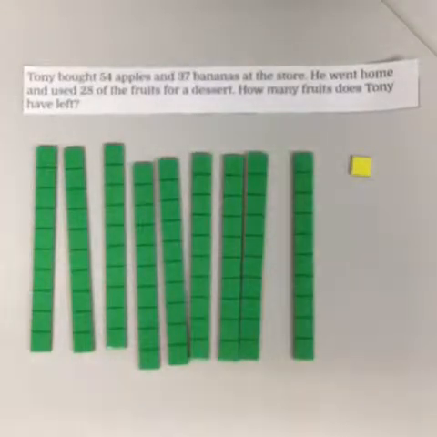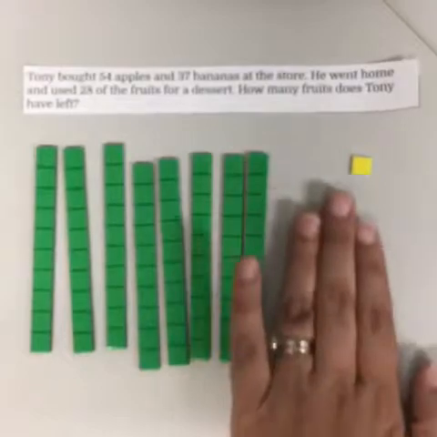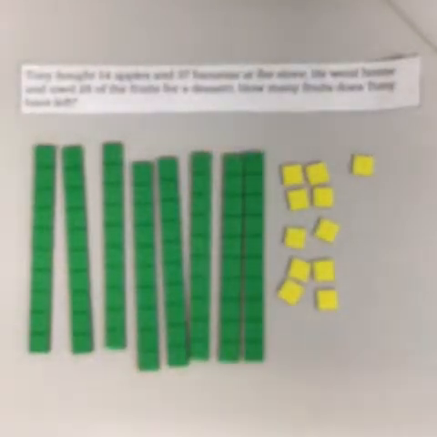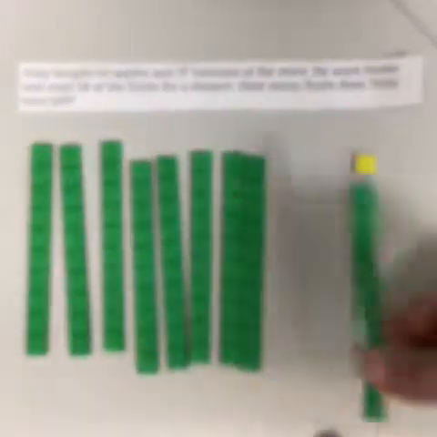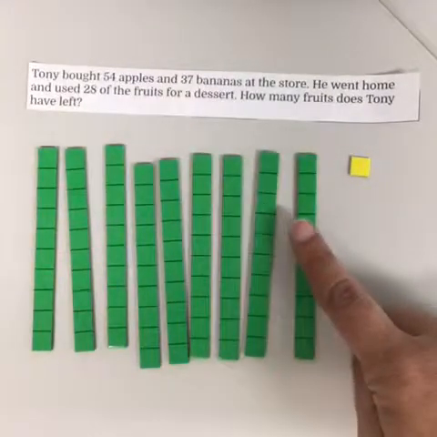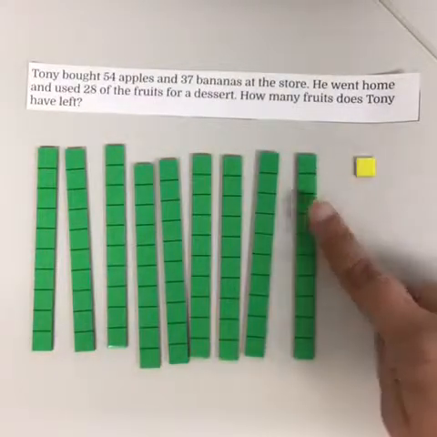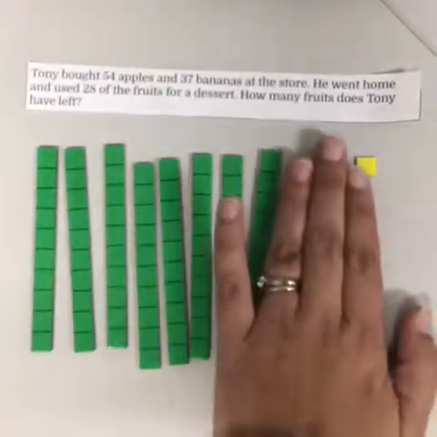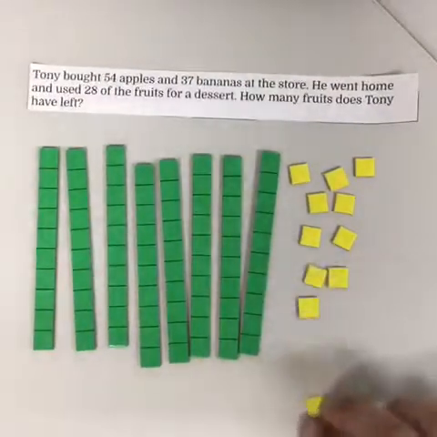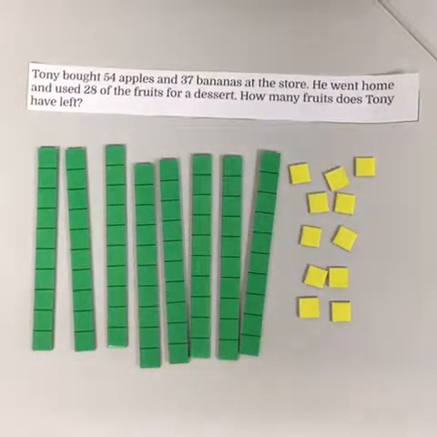However, if the learner continues reading, the learner can see that Tony went home and used 28 of the fruits for a dessert. So in this problem, we actually need to take 28 away. If the learner had already regrouped, they would not be able to take away 8 ones right now. So it was actually beneficial in this particular word problem to wait to regroup until the end of the word problem. At this point, the learner is ready to go ahead and remove the 28 fruits that were used for dessert.